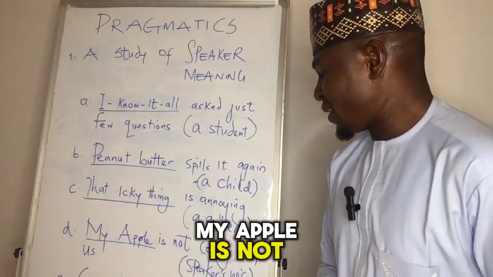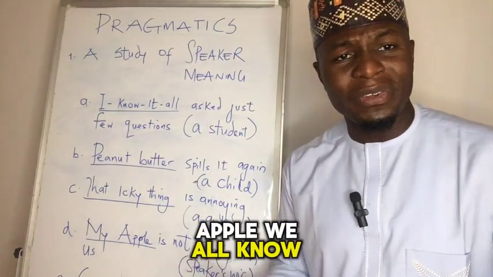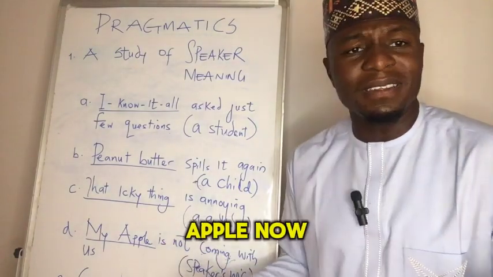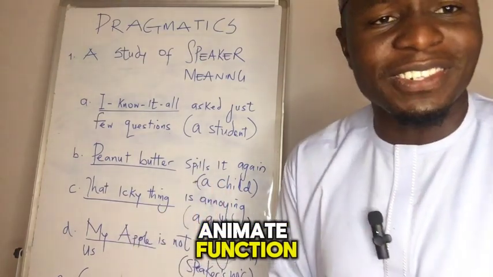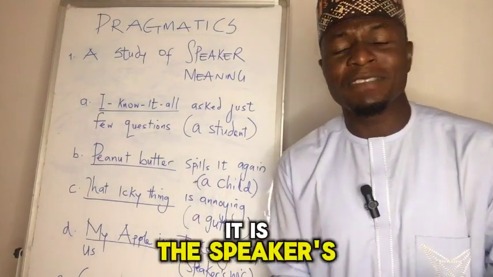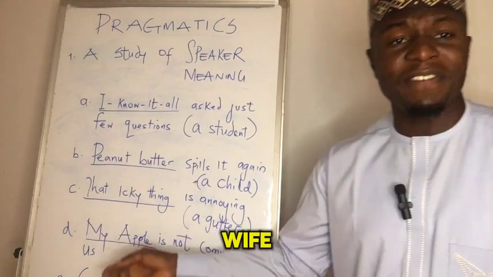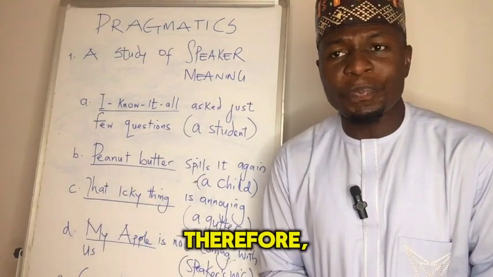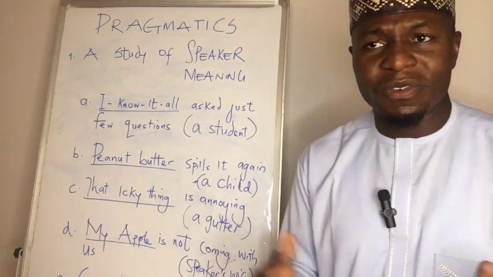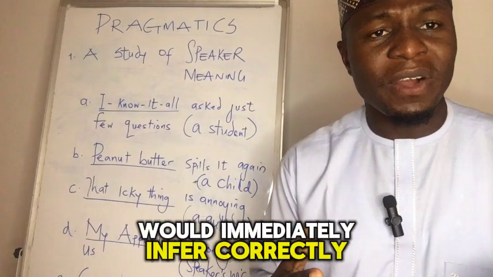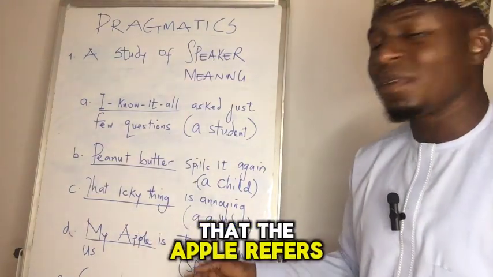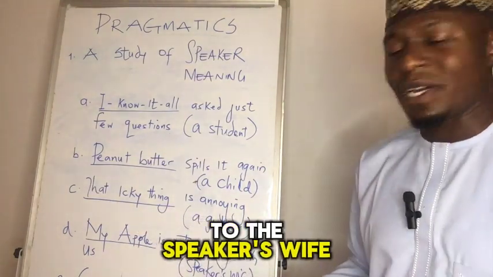"My apple is not coming with us." Apple we all know is a fruit. So how is an apple now given an animate function? You see, it is the speaker's intention to identify his wife as his apple. Therefore, the listener would immediately infer correctly that the apple refers to the speaker's wife.